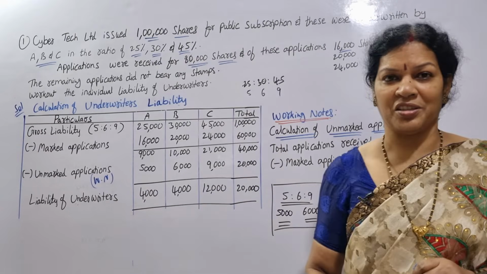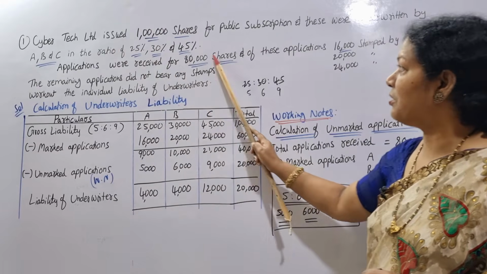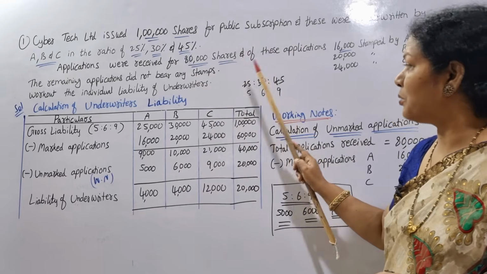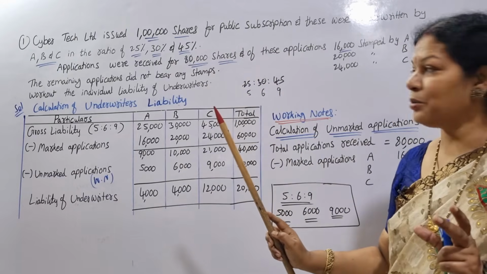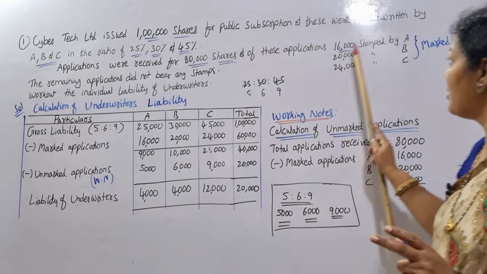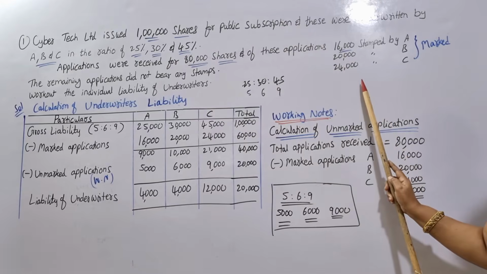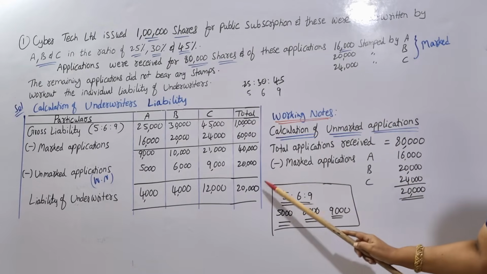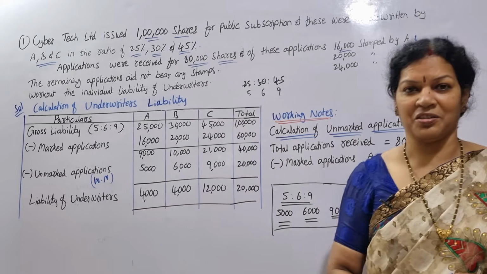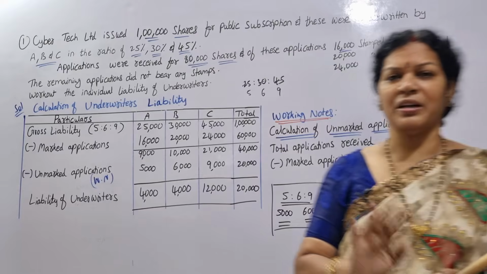If you want to cross check, you know that total applications received is 80,000. Out of that, these people are ready to give the commitment of 60,000 only. This total is 60,000. 80,000 minus 60,000 comes to 20,000 only. At the end of the problem, we got 20,000. In that way also you can cross check it. Are you clear? Very simple. In simple way I'll tell you.